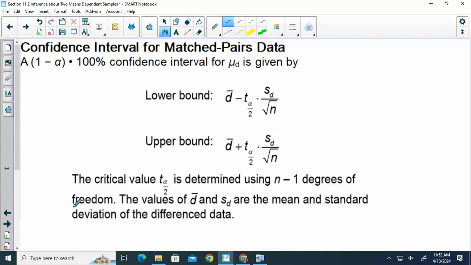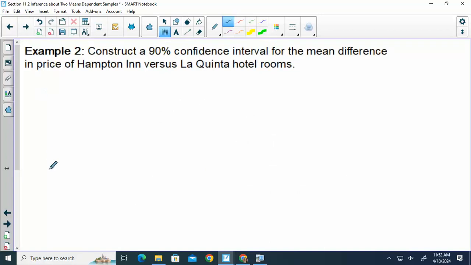So we could do this. The critical value, remember the T alpha over 2, is divided by 2 because we have 2 ends. And we always have n minus 1 degrees of freedom. So let's talk about this one. Construct a 90% confidence interval for the mean difference in the price of the Hampton Inn versus the La Quinta Inn hotel rooms. If I were going to do this by hand, my confidence interval is the mean of the difference plus or minus T alpha over 2 times the standard deviation over the square root of n.